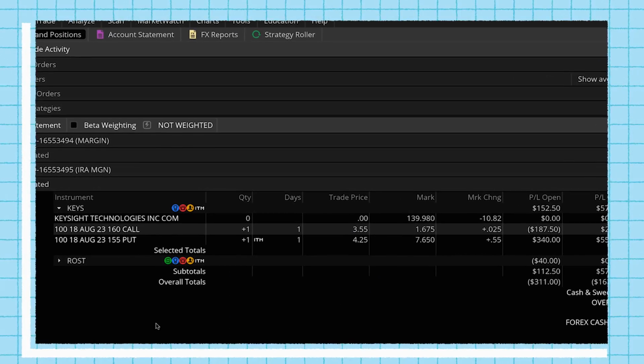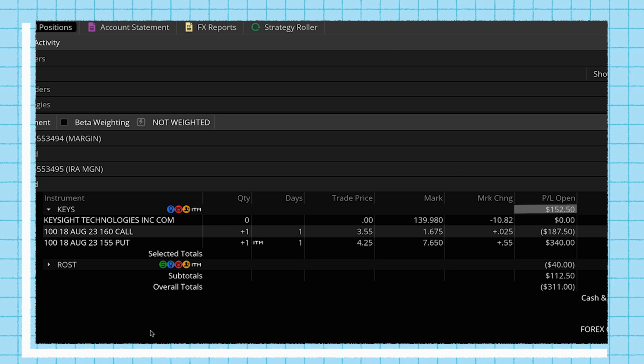The long strangle on Keys has a net profit of $152.50. The call is down $187.50, but that's about $5 higher than yesterday. Today's rise in implied volatility, due to the stock price falling, helped to trim this loss.